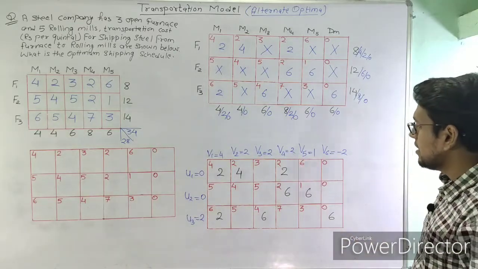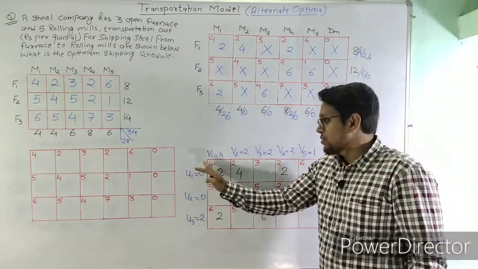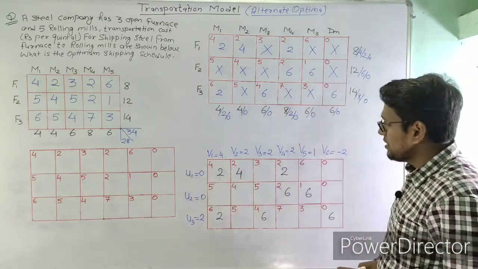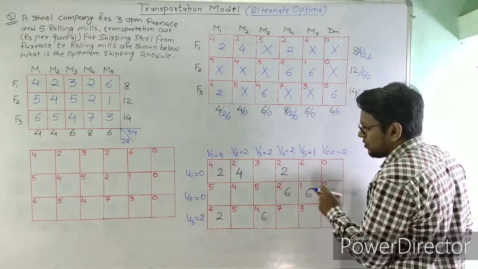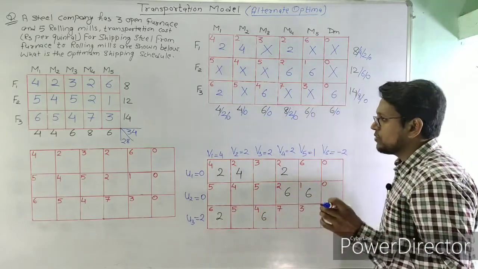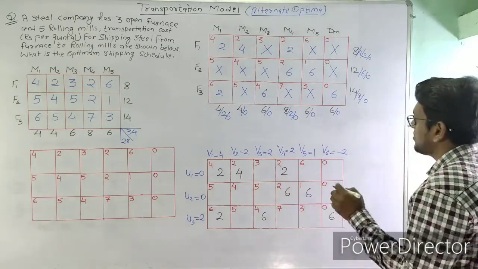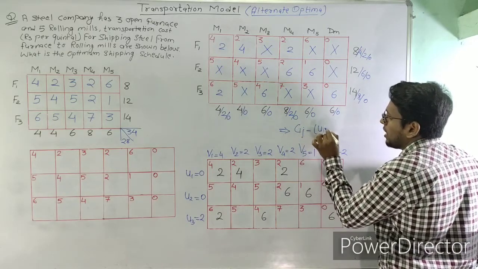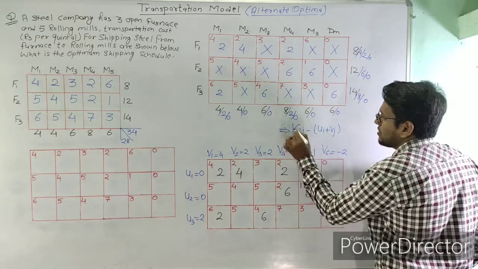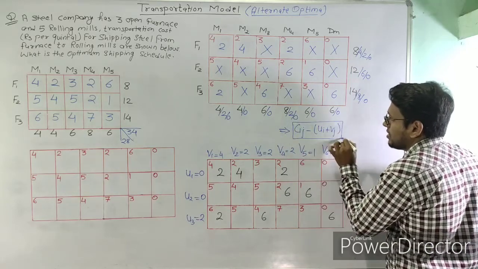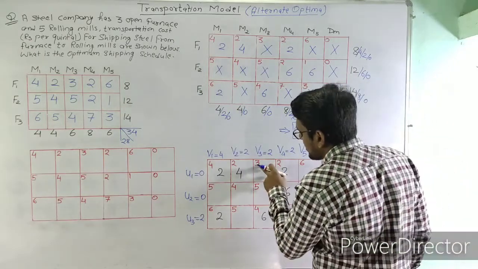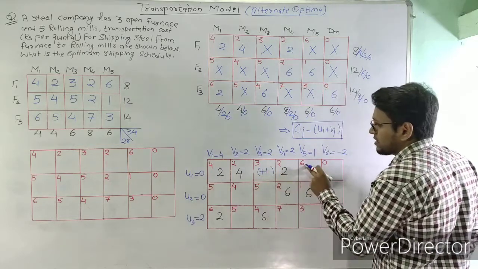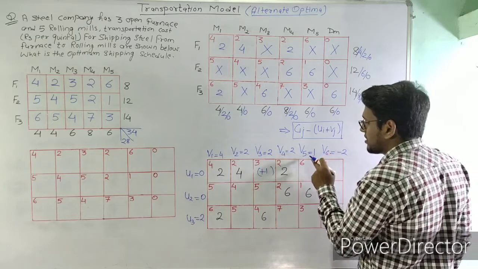So from the allocated cells we have calculated the values of all the u's and v's by putting one value equal to 0. Now we need to calculate the value at non-basic cells. So what we are going to calculate here is the value of Cij minus (ui plus vj). Okay, I am writing it here, Cij minus (ui plus vj). This we need to calculate for non-basic cells. So here we can see that 3 minus (0 plus 2), that means 3 minus 2 is plus 1. Here 6 minus (0 plus 1), that means 6 minus 1 is plus 5.